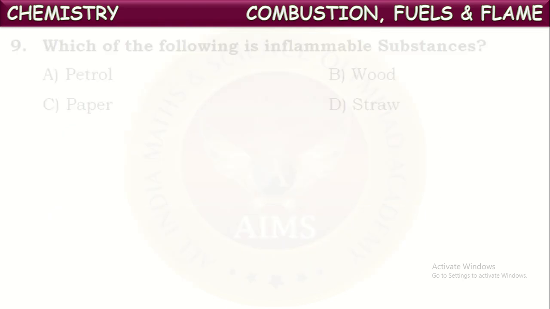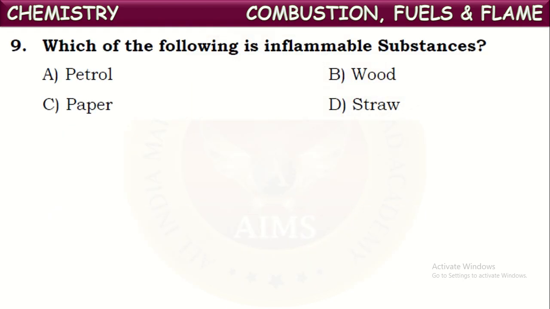Okay, next one. Which of the following are inflammable substances? What is meant by inflammable substance? The substance which has the lowest ignition temperature and can catch fire very easily is called an inflammable substance. Observe here, among the given, which can catch fire very easily and burns immediately: petrol, wood, paper and straw. Which can catch fire easily here?